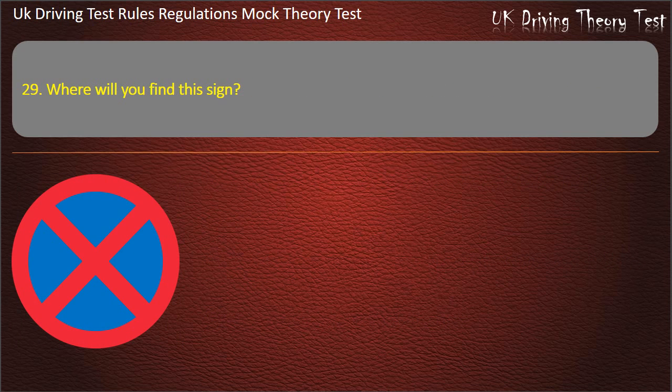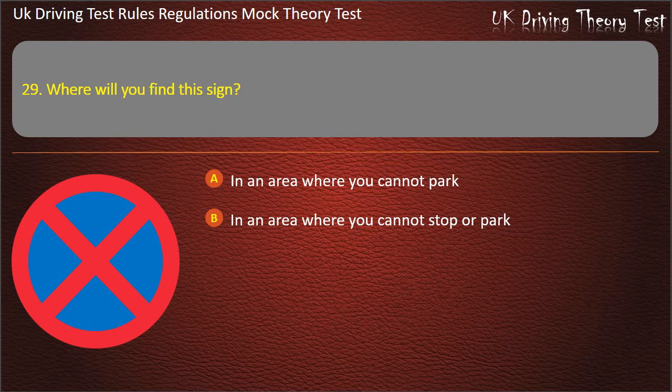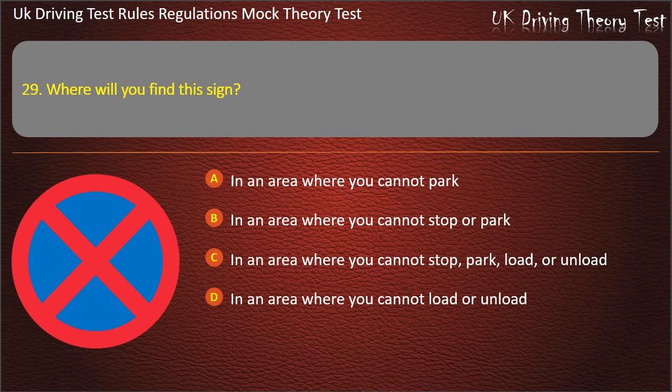Question 29. Where will you find this sign? In an area where you cannot park. In an area where you cannot stop or park. In an area where you cannot stop, park, load, or unload. In an area where you cannot load or unload. Answer. In an area where you cannot stop, park, load, or unload.